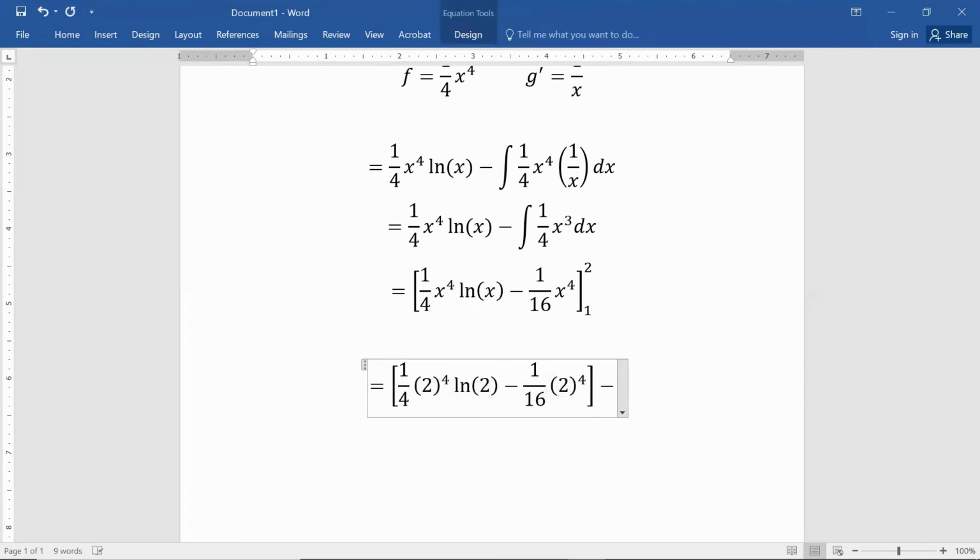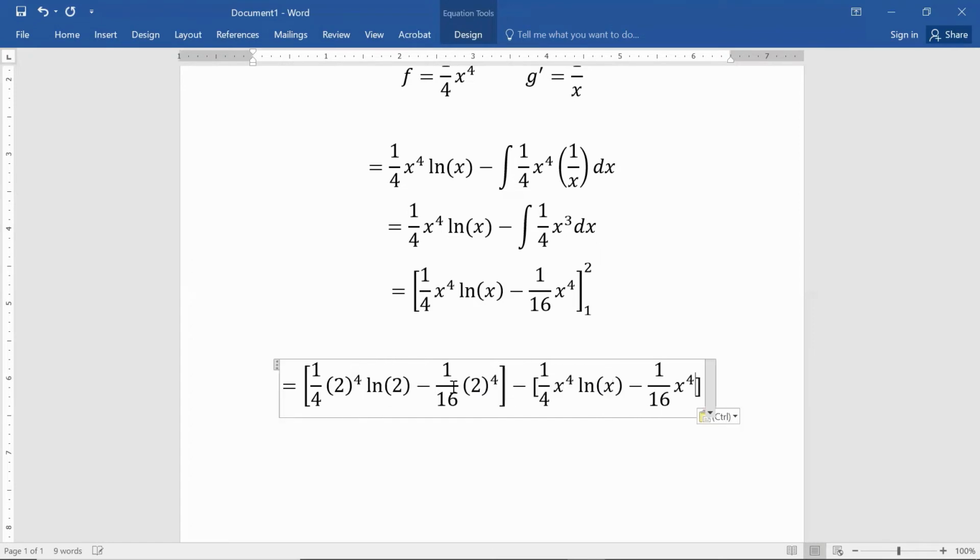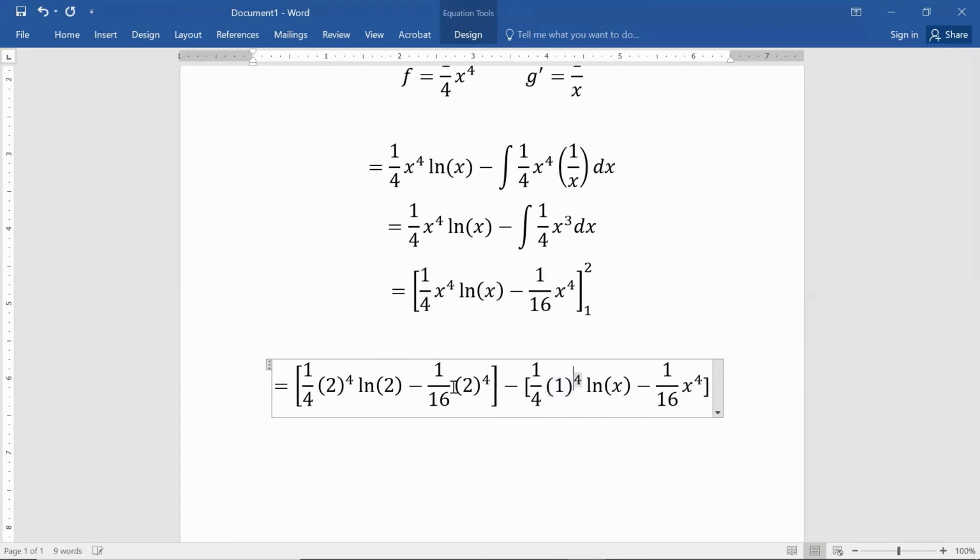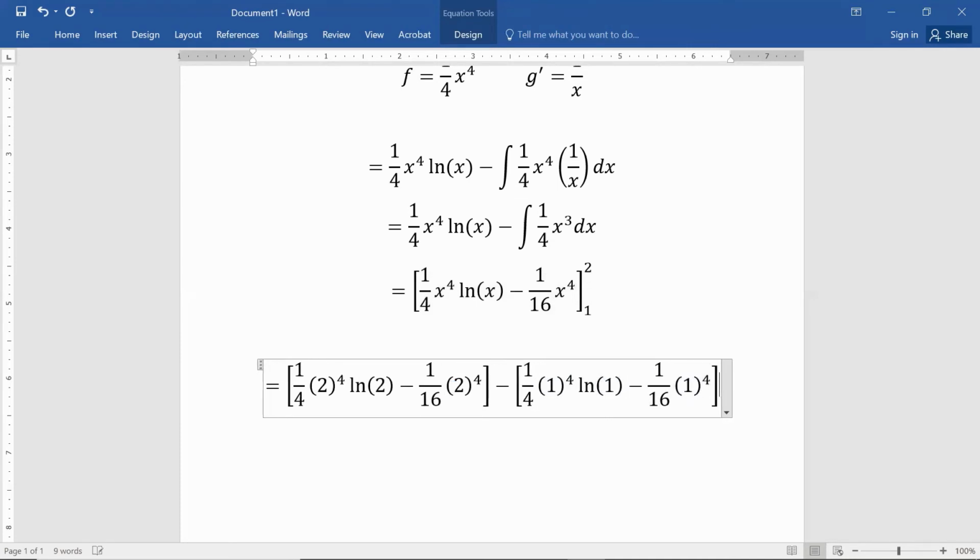And that's all going to be evaluated. And then I'm going to subtract what I get when I plug in 1. So I just take my antiderivative and plug in 1 every time I see an x. And then I type that in on my calculator. Because of the natural log, this is going to have some ugly decimals with it.